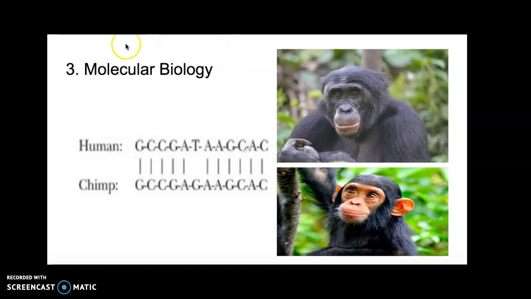Depending on the data source, you look at 98, 99. We're very, very similar genetically to chimpanzees. The other one that was recently discovered that we're very, very closely related to, about the same percentage, is bonobos. So bonobos are related to us as well, and they're another type of monkey. This is a bonobo, and this is a chimp.